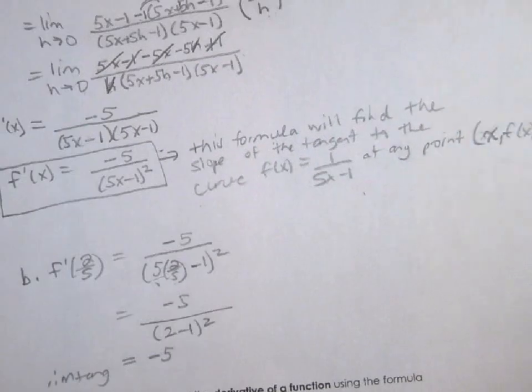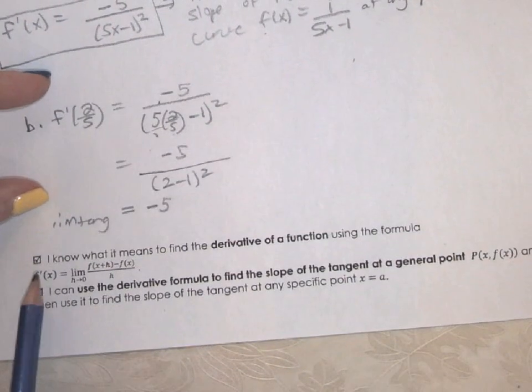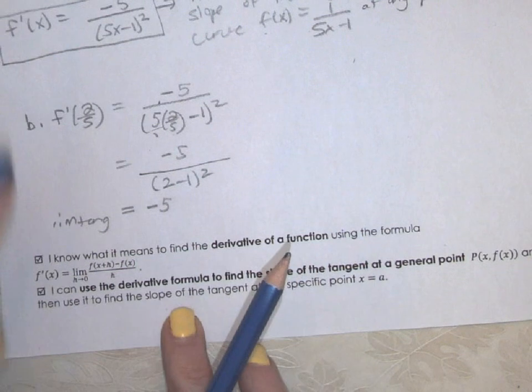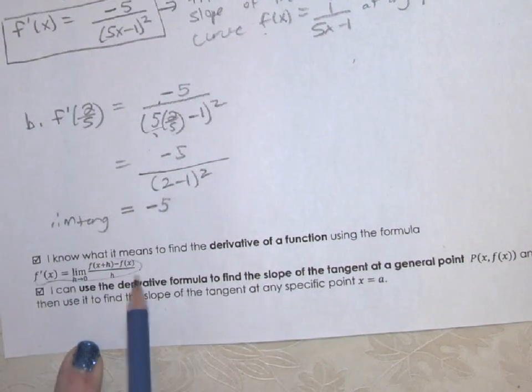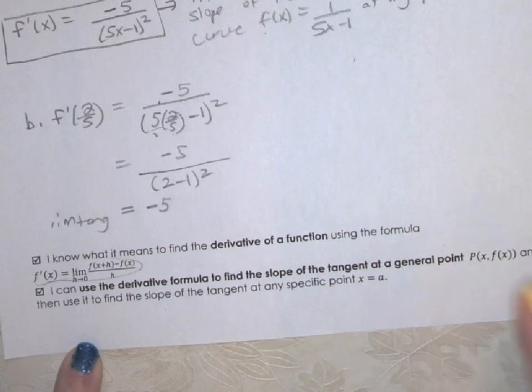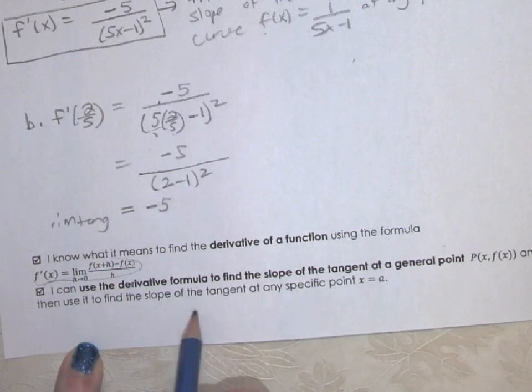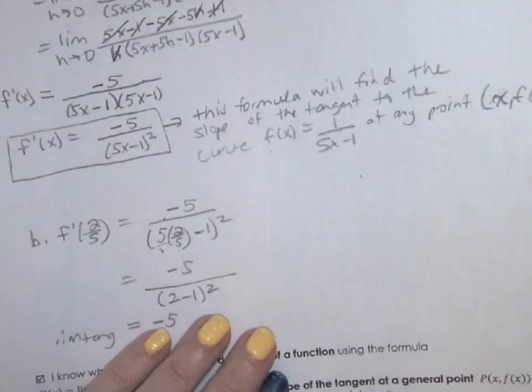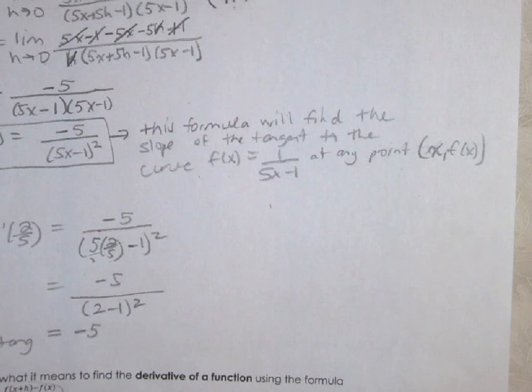Okay, so success criteria: I know what it means to find the derivative of a function using that formula, our derivative formula, and you can use the derivative formula to find the slope of the tangent at a general point, and then use it to find the slope of the tangent at any specific point. All right, so that is our lesson on slope of the tangent at a general point.